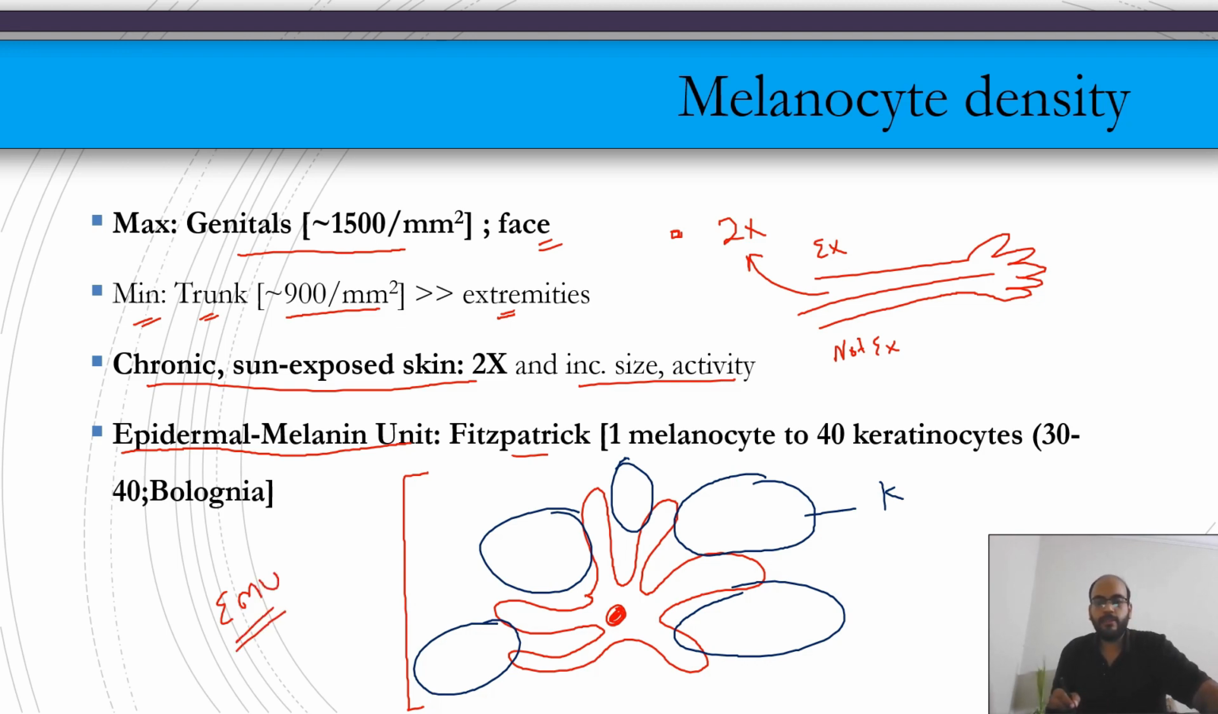Fitzpatrick mentioned one melanocyte with 40 keratinocytes roughly, while Bolognia mentions one melanocyte to 30 to 40 keratinocytes. I just mentioned both of them. But remember, epidermal melanin unit is the collection of one melanocyte and attached keratinocytes, which is about 1 is to 40, or 1 is to 30 to 40 if you remember Bolognia. Let's move forward.